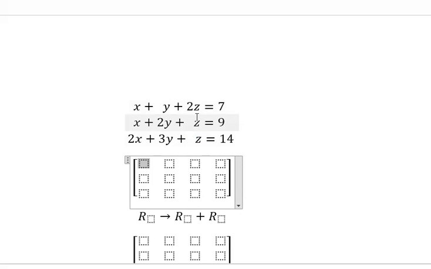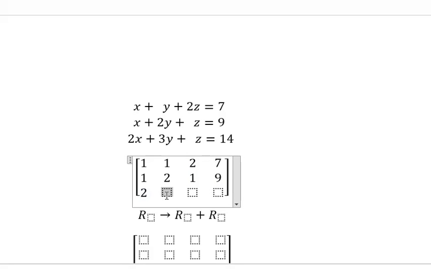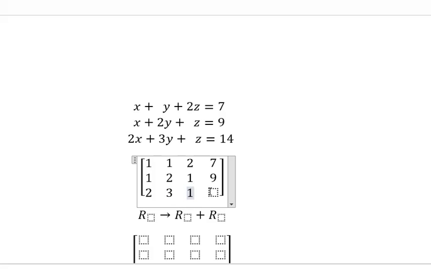So I'll get rid of that bit there, and we can put our values straight into the matrix. So here we have 1x plus 1y plus 2z is equal to 7. And then our next equation, 1x plus 2y plus 1z is 9. And finally, 2x plus 3y plus 1z is equal to 14.